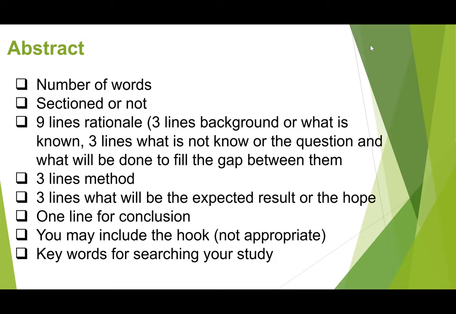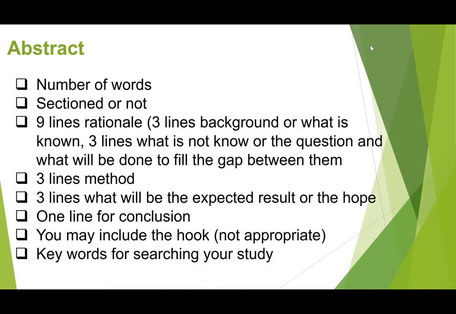When you write the abstract, you need to make a plan whether you will section it. You will section the abstract into background, method, result, conclusions, or sometimes you don't need to section it. Remember to put the first about 10 lines about rationale, and rationale means why you're doing it. The first three lines would be about background, what is known or what is written in the literature. And then three lines on what is unknown. What are you trying to look for? And probably one line to fill the gap between these two areas.